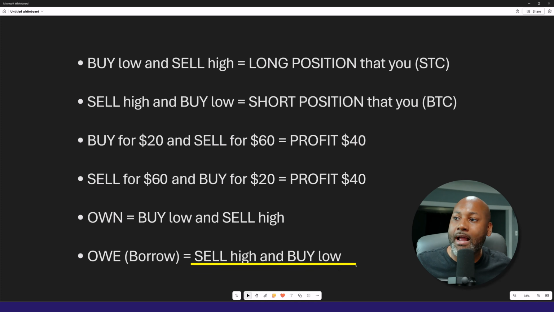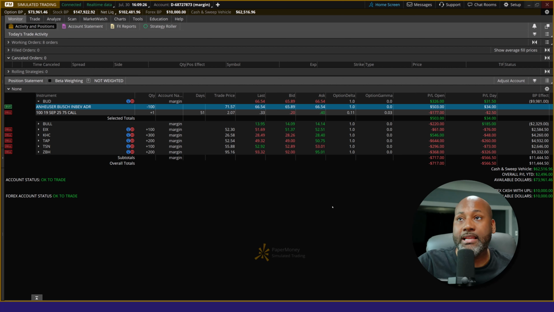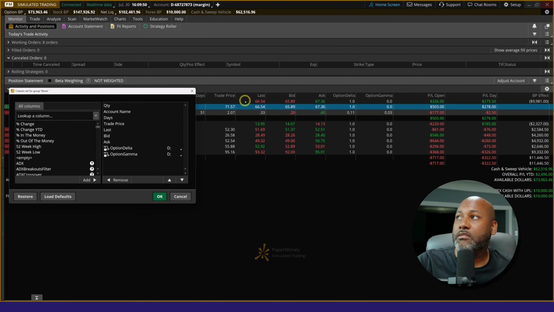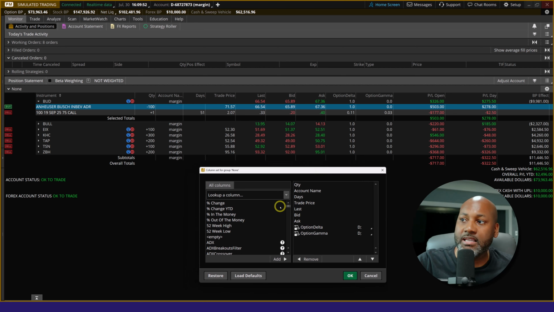As I'm giving you this walkthrough, I'm realizing that there's a column we need that's missing. Under the position statement, which is over here, everything in this area is the position statement. And over here are the settings for the position statement. We are going to click on the settings. Now, when we click settings, this is the control panel for the columns. Let me show you that. Columns right here, all columns. So everything that we see up here are columns.